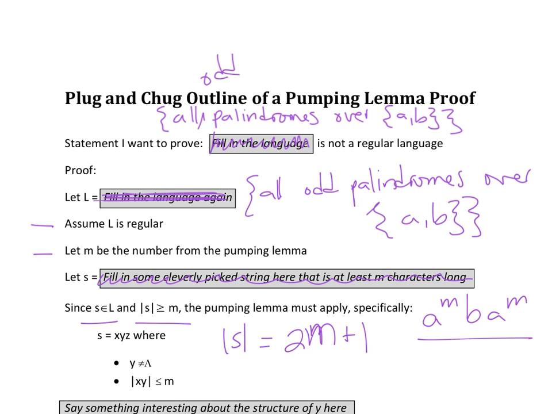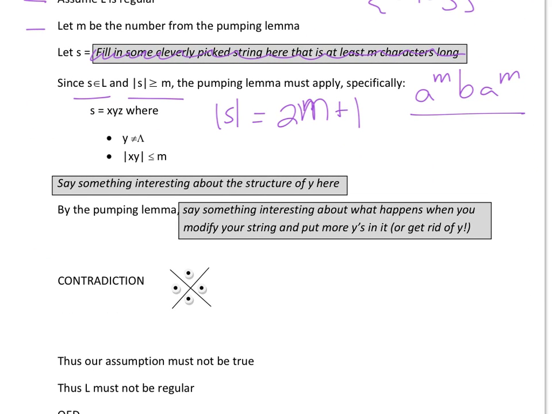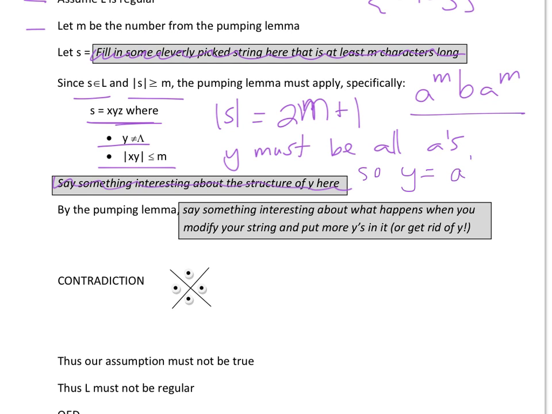Specifically, S can be split up into x, y, z, where y is not lambda and the length of x, y is less than or equal to m. And now I get to say y must be all a's, and so y takes the form a to the k, where k is greater than or equal to 1 and less than or equal to m, right? By the pumping lemma, x, y, y, z is in the language.